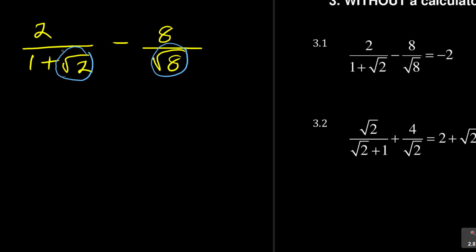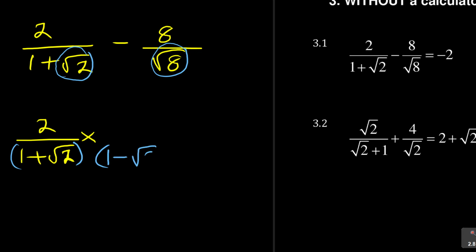So now when I'm rationalizing that part, I will have 2 over 1 plus square root of 2, times, and then I'm going to put brackets, 1 instead of plus is minus square root of 2. You see that? That's what I have to rationalize with, and the bottom is 1 minus square root of 2 as well. It must be the same. What you do on top is what you do at the bottom.